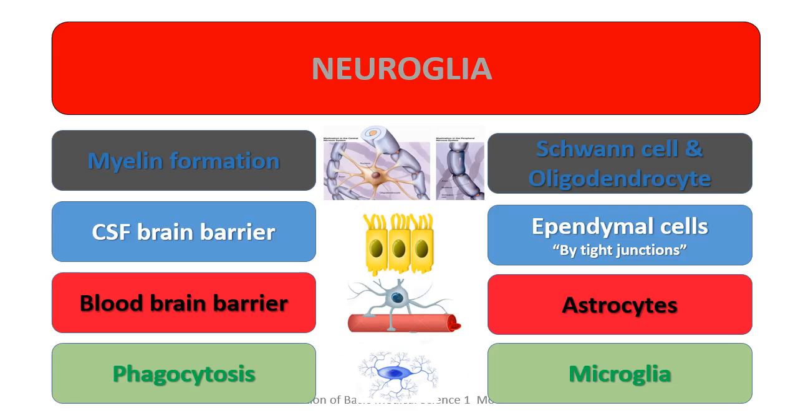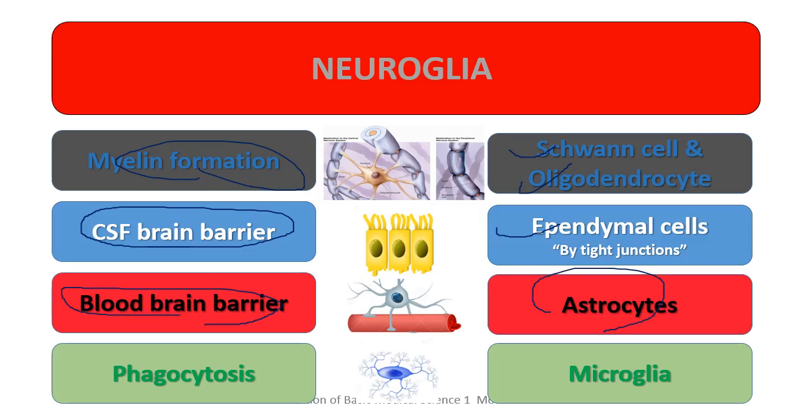Among the neuroglia, we have the cells responsible for myelin formation, like Schwann cell in the peripheral nervous system and oligodendrocyte in the central nervous system. Also ependymal cell, which lines the ventricles of the brain and aids in the formation of the cerebrospinal fluid brain barrier. Also we have astrocytes, which aid in the formation of the blood-brain barrier to protect our brain from toxic substances and drugs. Also we have microglia, small cells with small branches, responsible for phagocytosis and removing any debris present in the brain.